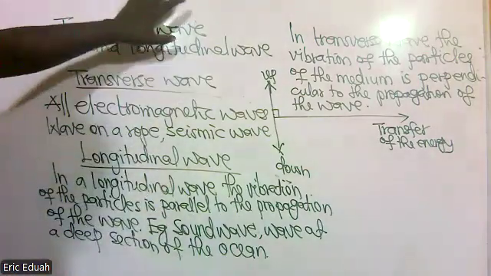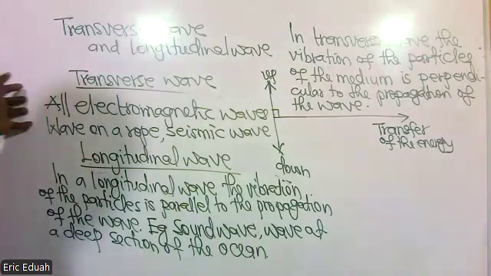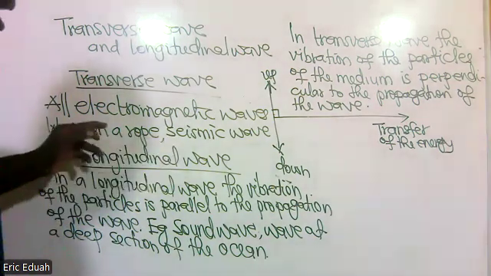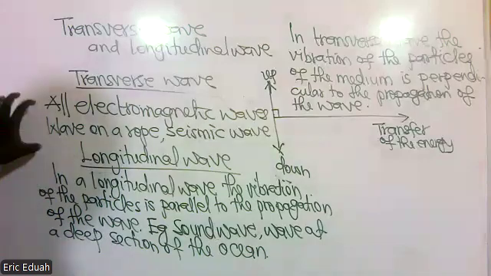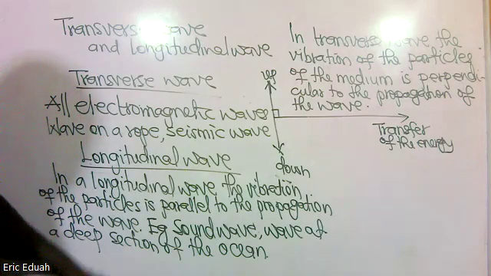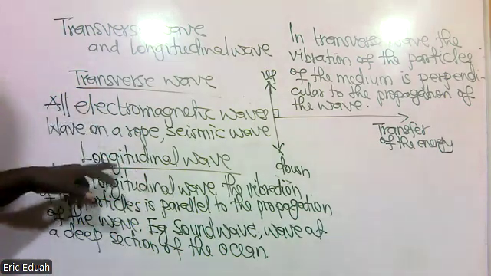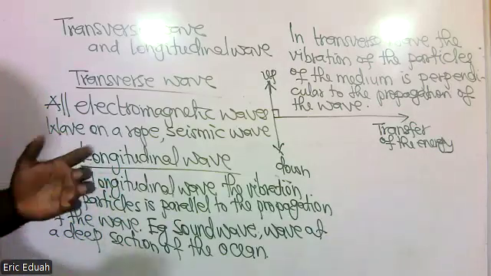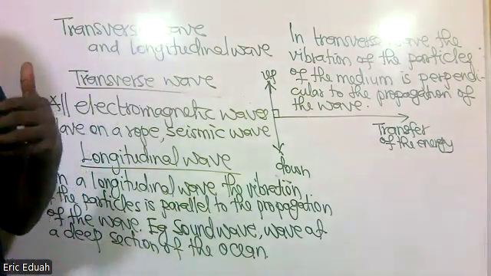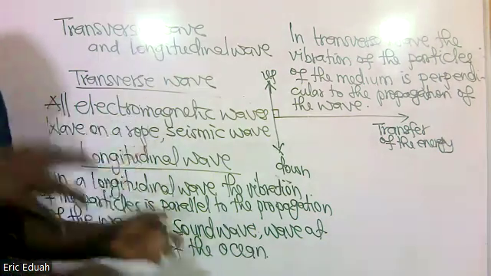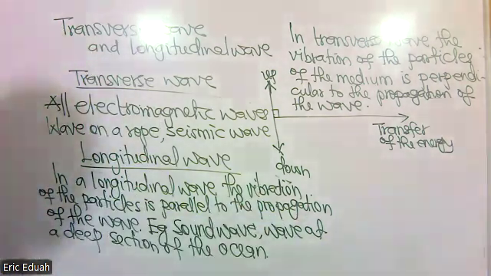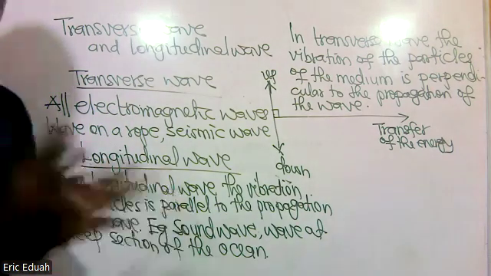As for transverse wave, we have a lot of examples. All electromagnetic waves are transverse wave, wave on a rope, earthquake or seismic wave. Okay, and there are other examples of a transverse wave. But for longitudinal wave, we can only talk about sound wave, and then whenever air column, which is trapped in a syringe, is pushed out. That is also an example; pushing air column out of a syringe also creates longitudinal wave.